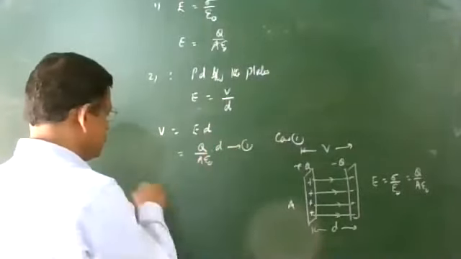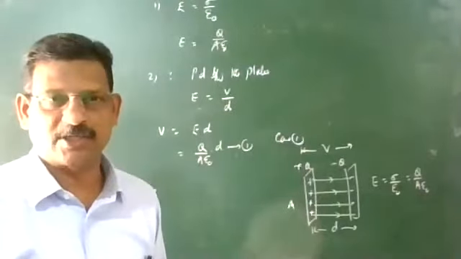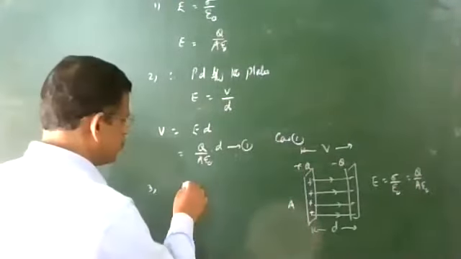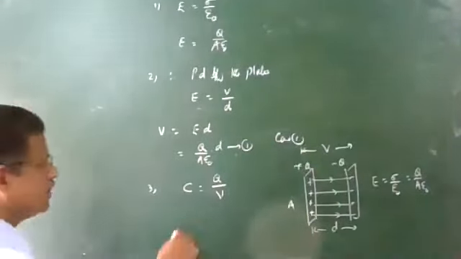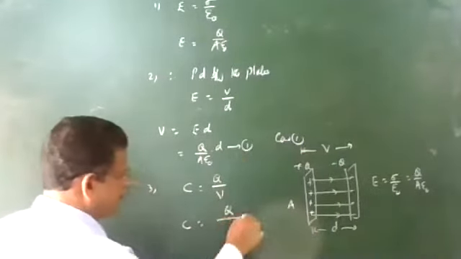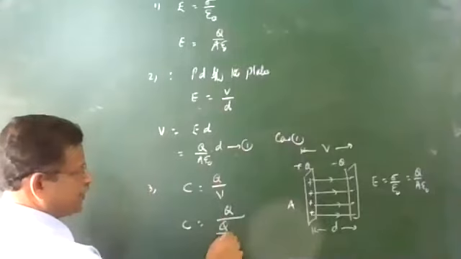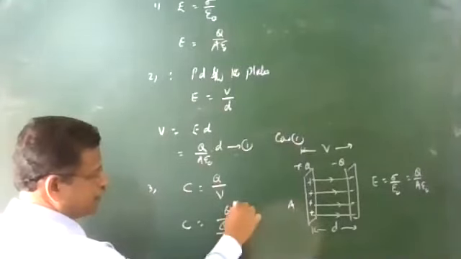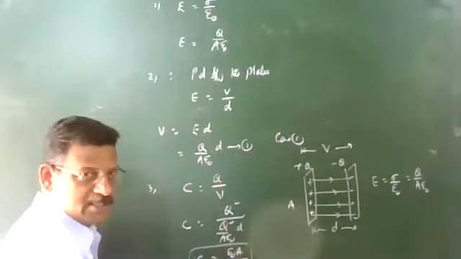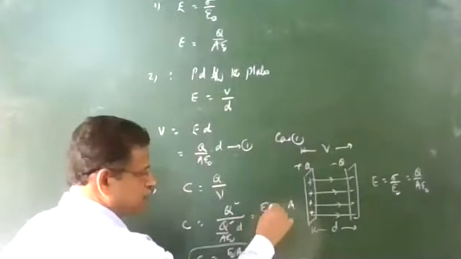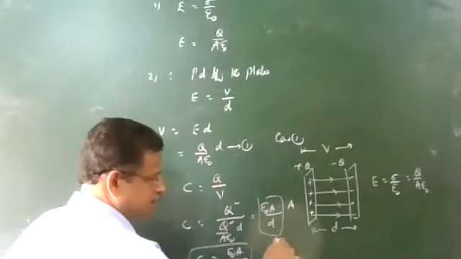Call that equation number 1. Point number 3: how will you calculate the capacitance? Capacitance is calculated by the equation C equal to Q divided by V, where Q is the charge and V is the potential difference between the two plates. Substituting V from equation 1, C equals Q divided by Q d over A epsilon 0. Q cancels, so C equals epsilon 0 A by d. This is the capacitance of a parallel plate capacitor with air as the medium.